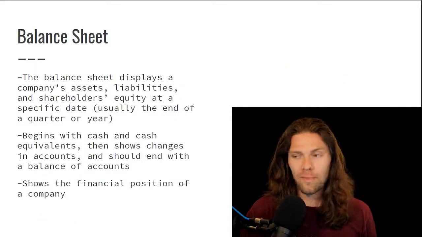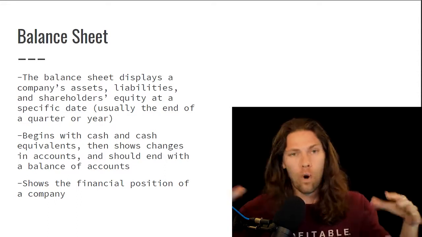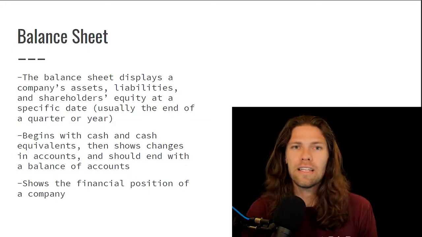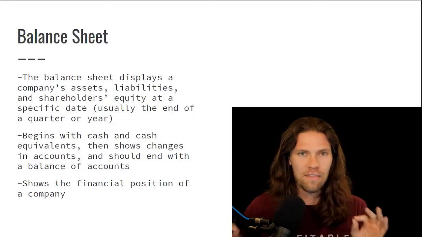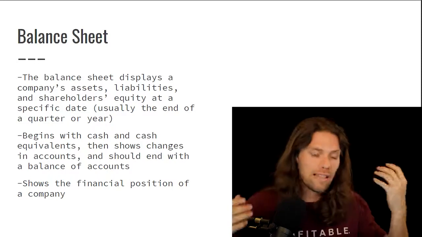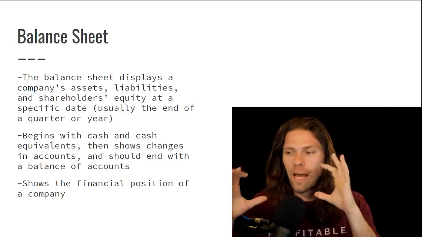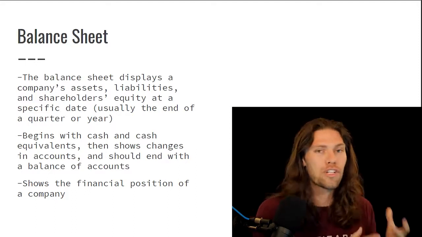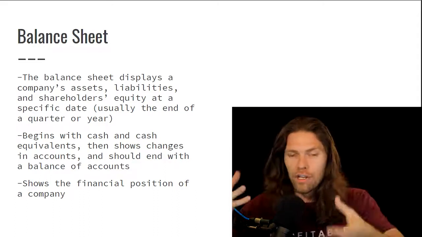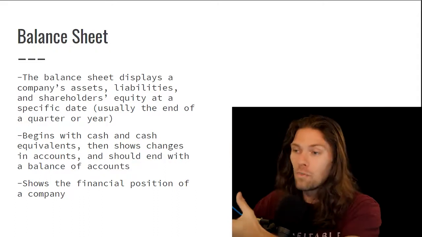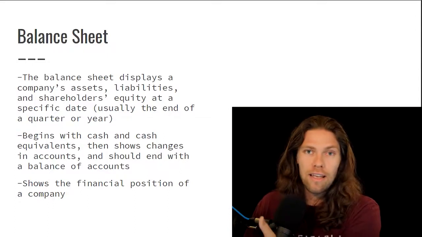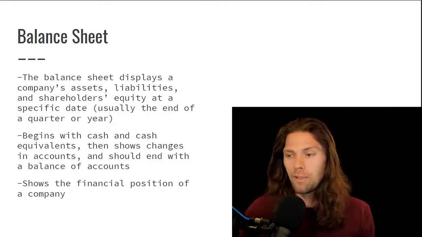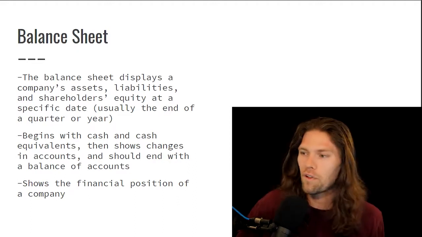Next up, we have the balance sheet. The balance sheet is the last of the three, and then we're going to talk about how they commingle with one another. The balance sheet displays a company's assets, liabilities, and shareholders' equity at a specific date. It's kind of like a snapshot, usually at the end of a quarter or the end of the year. It's like a snapshot net worth of the company on that specific date. It begins with cash and cash equivalents, then shows changes in the accounts, and then it should end with a balanced account, that's why it's called a balance sheet, of the same amount that it starts with up on the top. This shows the financial position of the company. Again, it's a net worth snapshot.